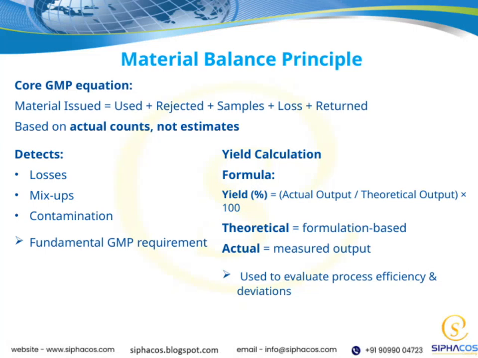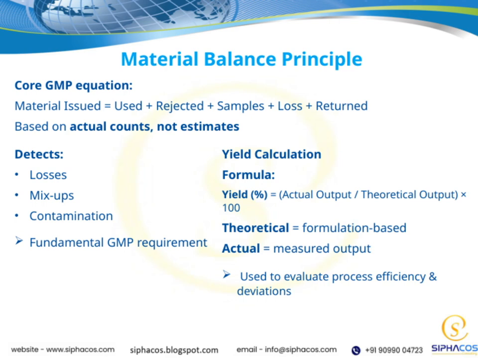Let's take a closer look at the yield calculation. The formula here is straightforward. Yield percentage equals the actual output divided by the theoretical output, multiplied by 100. The theoretical output is based on the formulation, meaning what we expect to produce under ideal conditions. The actual output, on the other hand, is what we've actually measured during the process. This calculation is crucial because it helps us evaluate how efficient our process is and identify any deviations. If the yield is lower than expected, it might indicate issues that need attention.